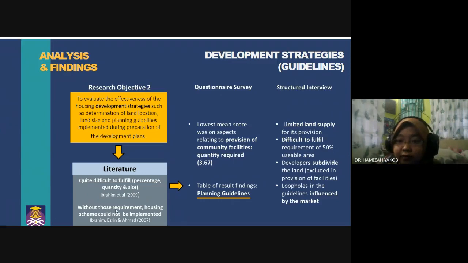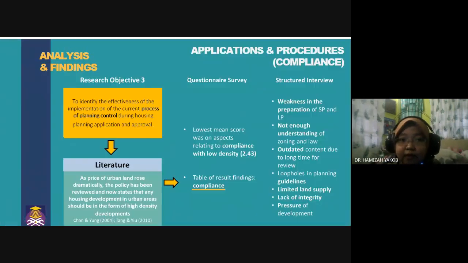This one is to achieve research objective three, which is related to the process of planning control. The findings from the questionnaire survey relate to compliance with low densities, and this is also among the findings from the structured interviews.